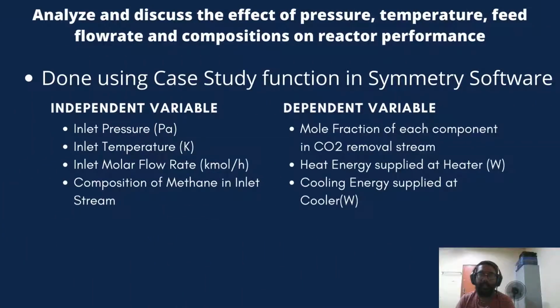Next, to analyze and discuss the effect of pressure, temperature, heat flow rate, and composition on reactor performance. This is done using the case study function in Symmetry software. The independent variables are inlet pressure, inlet temperature, inlet molar flow rate, and composition of methane in the inlet stream. And the dependent variables are mole fraction of each component in the CO2 removal stream, heat energy supplied at the heater, and cooling energy supplied at the cooler.